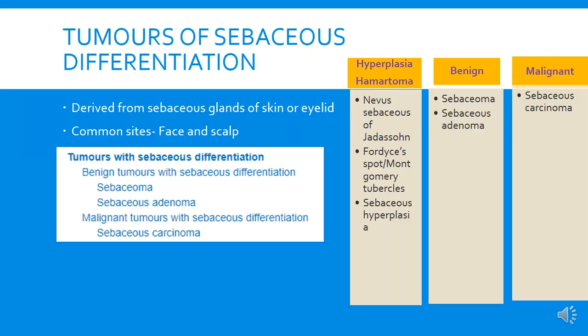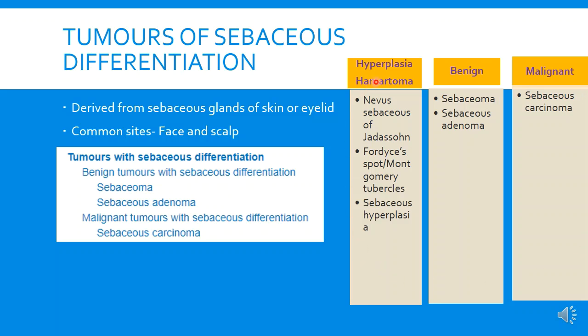Tumors of sebaceous differentiation are derived from sebaceous glands of skin or eyelid, and the common sites are face and scalp. This is the WHO classification of tumors of sebaceous differentiation, and trust me, sebaceous tumors are the simplest group of tumors among all the adnexal tumors, with a lesser number of entities and less complicated classification. So for our ease, we have this classification here where there is hyperplasia, hamartoma, benign and malignant tumors.